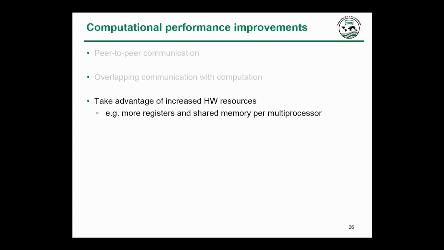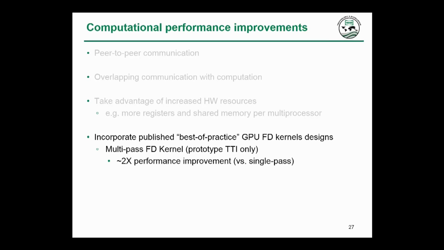Then we also wanted to take advantage of the increased hardware resources, so you had more register space, more shared memory. Pretty simple. Those combined, taking advantage of peer-to-peer and overlapping and the extra hardware resources, we think we got somewhere around a 2x performance increase on the newer versions of the kernels, even though we were staying with single pass. But because we also stayed with a modular design, it made it easy for us, down the road, to put in something like a multi-pass kernel.